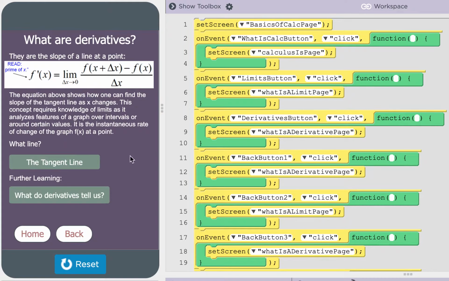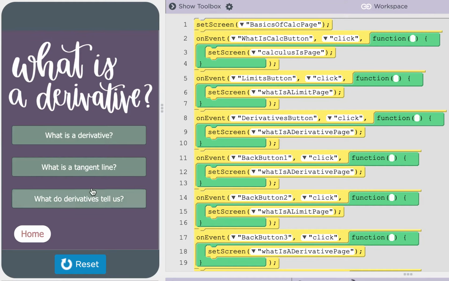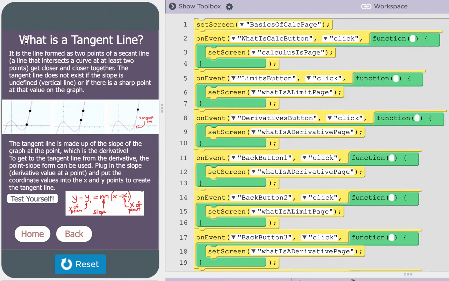So the limit is the instantaneous rate of change of the graph of f of x at a point. And if you're wondering what the tangent line is that it mentions here, you can click on this button to find it. You can also go back to this page and get to the same page about the tangent line, so there are two different ways to get there.